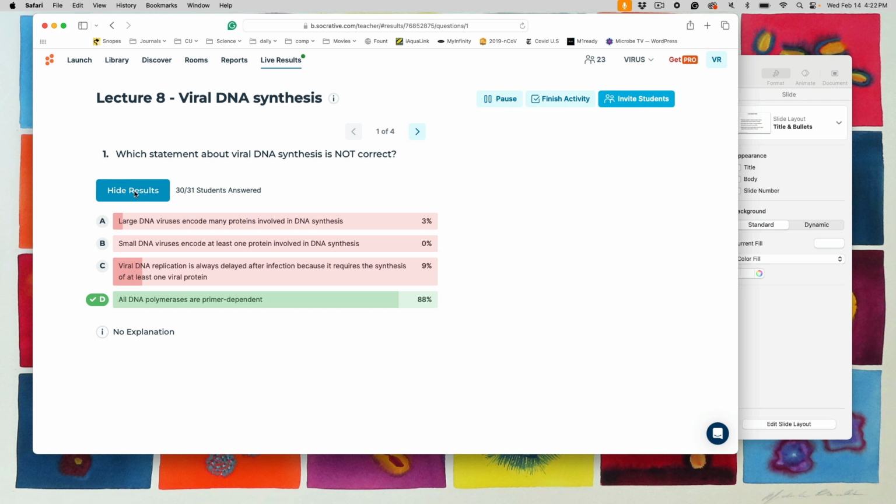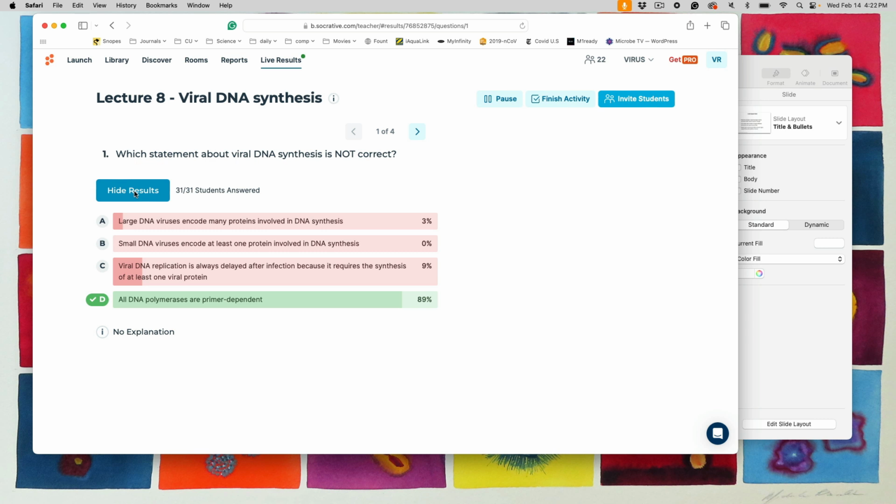Well, I thought this would be 100% actually, but there you go, 89%, not bad. All DNA polymerases are primer dependent. That's not right, right? I showed you, spent a couple of minutes on a slide showing you a primer independent polymerase. Everything else is right. Large DNA viruses encode many proteins involved in DNA synthesis. Absolutely, it's on one of the slides. Small DNA viruses encode at least one protein.